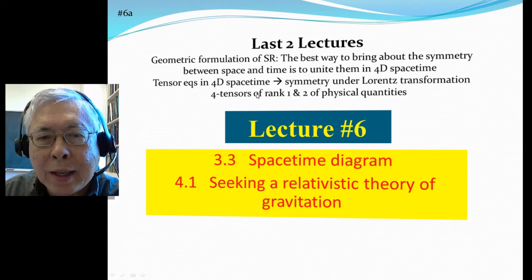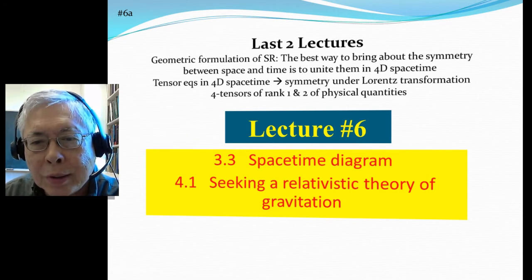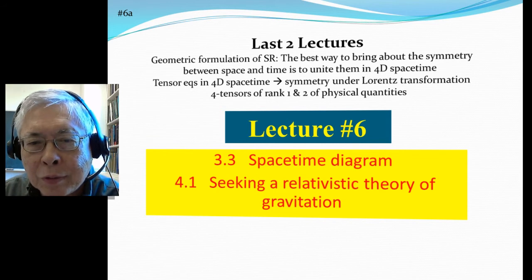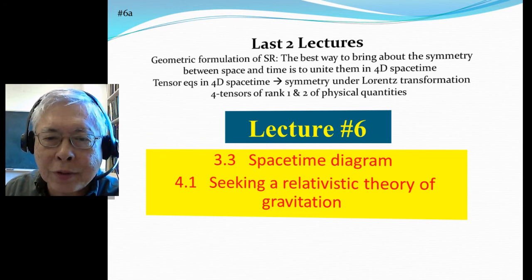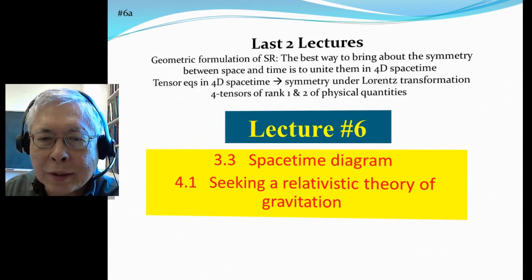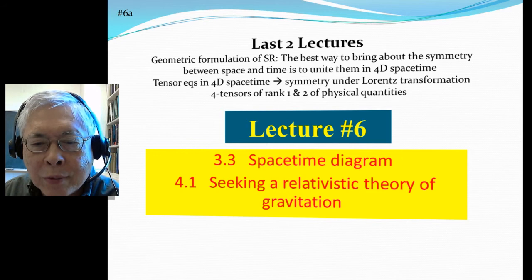And therefore we need to work out the tensors for physics: tensors of rank 1 and 2. We have vectors for velocity and momentum, and rank 2 for the electromagnetic field and the energy-momentum tensor. The only topic left in chapter 3 is the space-time diagram, which we're going to discuss today. And also we're going to start on chapter 4, looking for a relativity theory of gravitation.